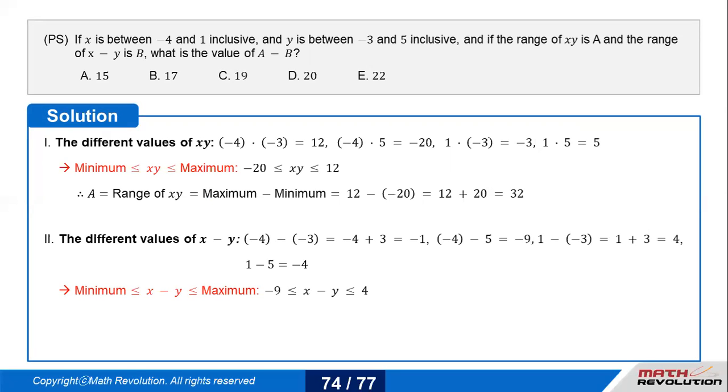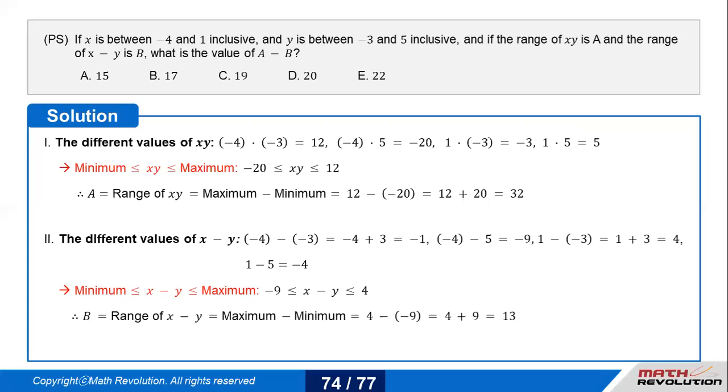-4 plus 3. So -4 minus of -3 gives you -4 plus 3, which is -1. -4 minus 5 gives you -9. 1 minus of -3 gives you 4, and 1 minus 5 gives you minus 4. Your minimum value is minus 9, your maximum is 4. Your range becomes 4 minus of minus 9, which is 13.